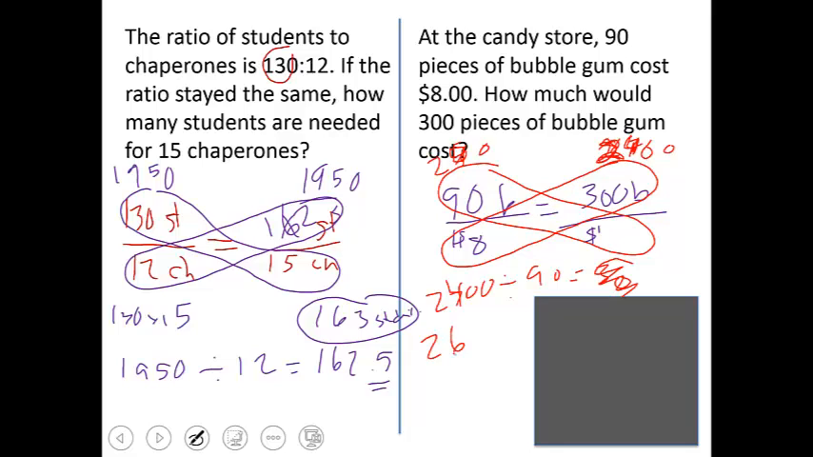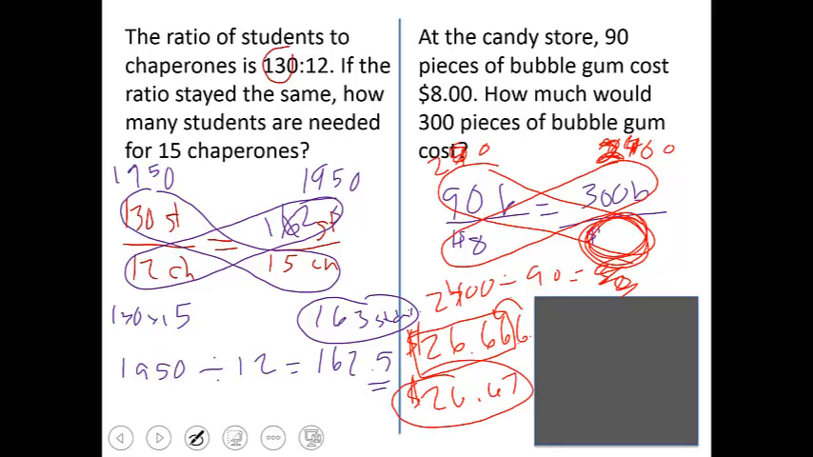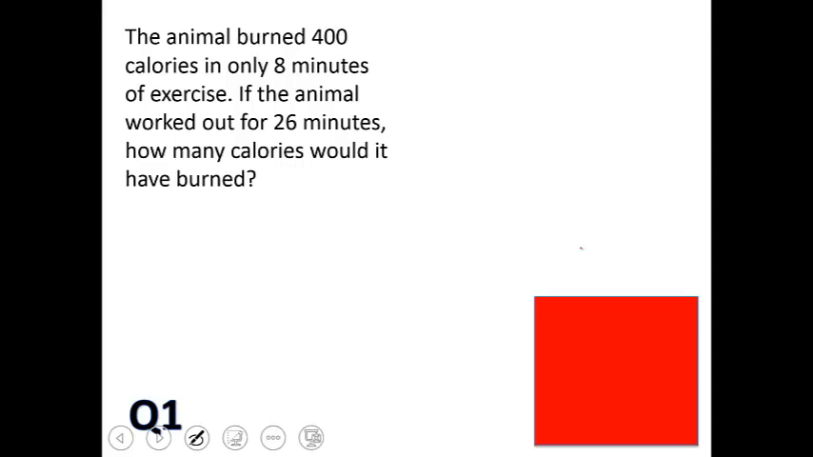It's 26.66 repeating. Now I want you to know that this is supposed to be money, so what I'm going to need to do is estimate. I notice the 6 is big enough, so this will be $26.67. So I'm using my knowledge of what the answer is going to be to help me round. All right, you try this one by yourself.